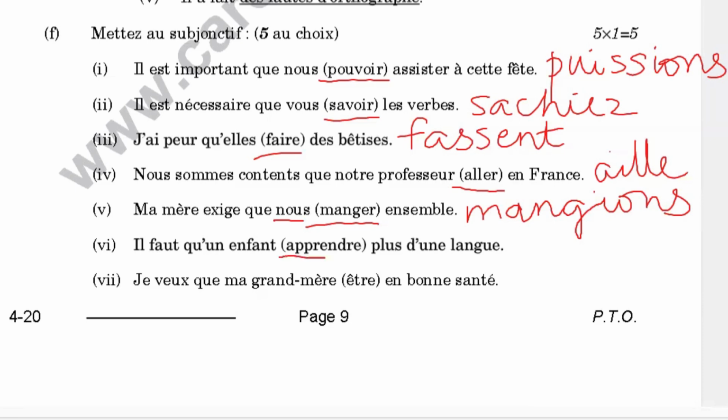Then we have the verb apprendre. Does it come in the irregular verb list? No. Do we have nu and vu to be careful for? No. So straight away, third person plural, double N, ENT. Remove ENT. To this we will add our subjunctive ending, which is E. Last one is être verb. Does it come in the irregular list? Yes. Okay. And third person singular is SOIT.